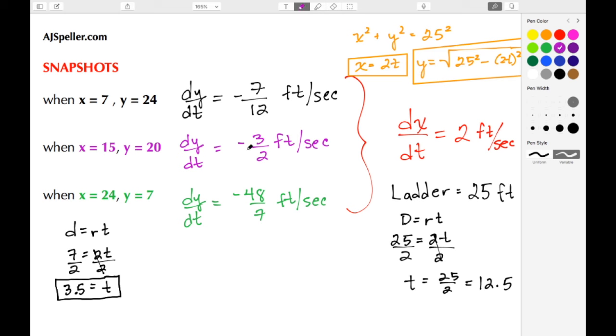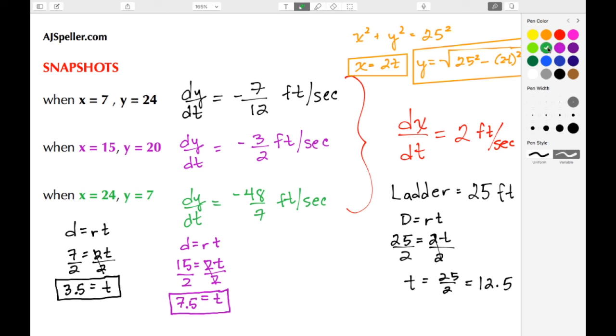Let's go ahead and figure out at what time the bottom of the ladder is going to be 15 feet from the wall. So again, we're using distance is equal to rate times time. This time the distance is 15. The rate stays at 2, which is dx/dt, and we place in the variable t. Again, we're going to take half of both sides. These t's cancel, those 2's cancel, leaving a t. And then we have 15 halves. Well, half of 15 is 7 and 5/10. So we're going to use that for the second one.